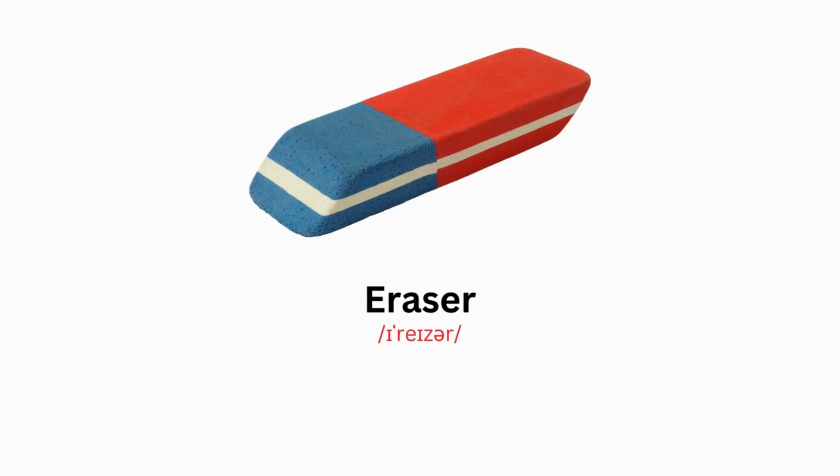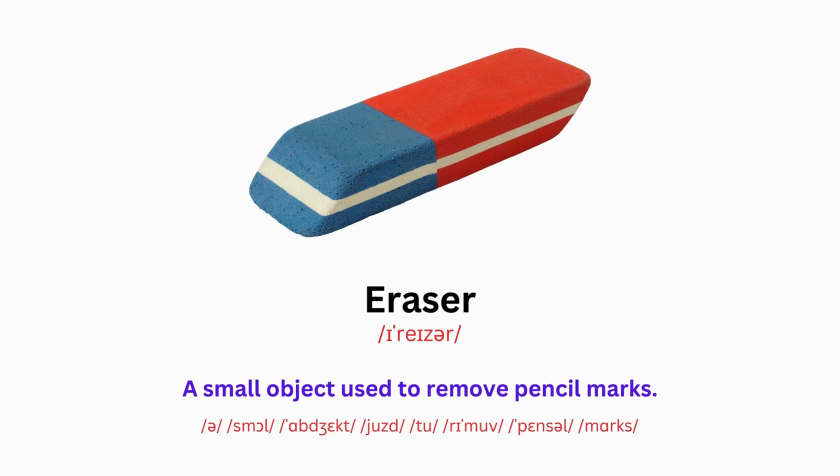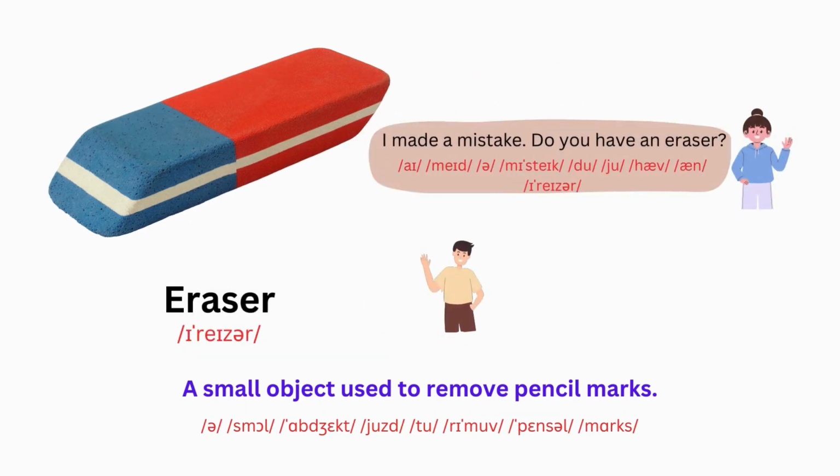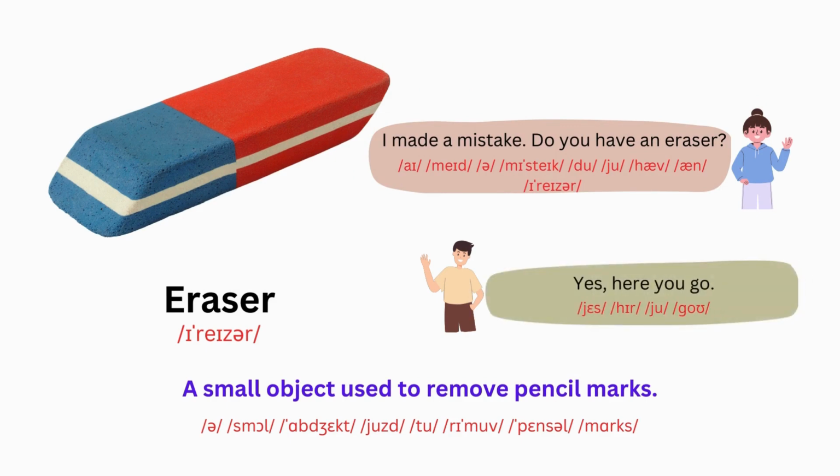Eraser. A small object used to remove pencil marks. I made a mistake. Do you have an eraser? Yes, here you go.